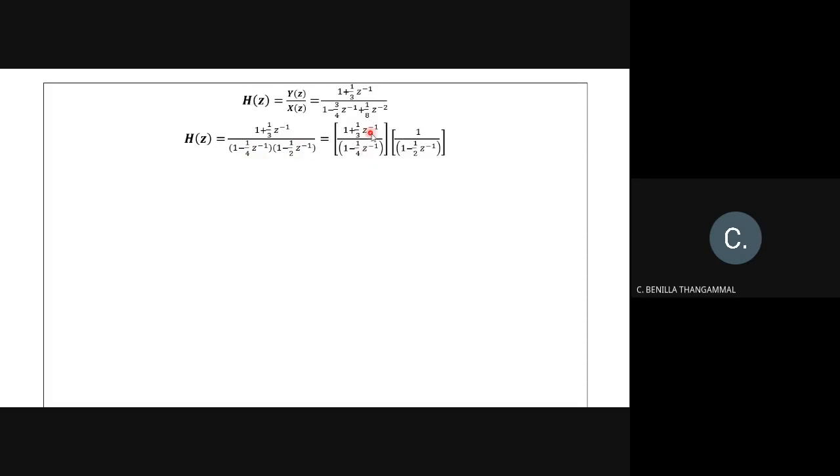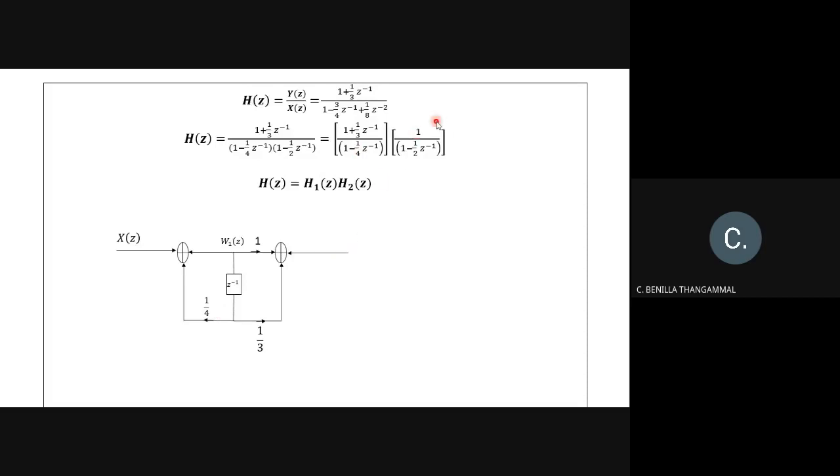Now draw the direct form 2 for this H1 and H2. So how to draw the direct form 2 for the H1? Here the numerator and denominator have only one element, a delay element, so I'll take one delay element. The numerator belongs to this side, so it's going to have plus 1 and 1 by 3, since your z inverse coefficient is 1 by 3. So I took 1 by 3. The denominator is minus 1 by 4, so it becomes plus 1 by 4.